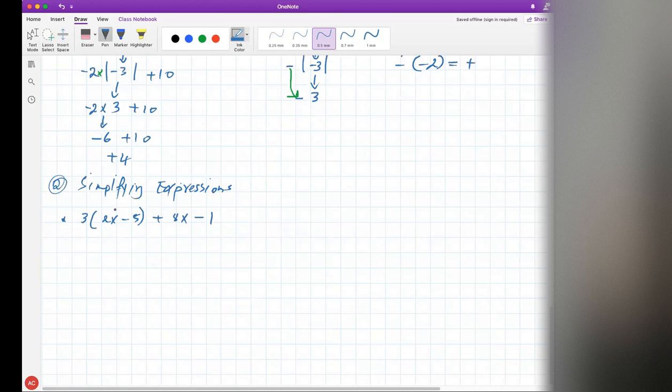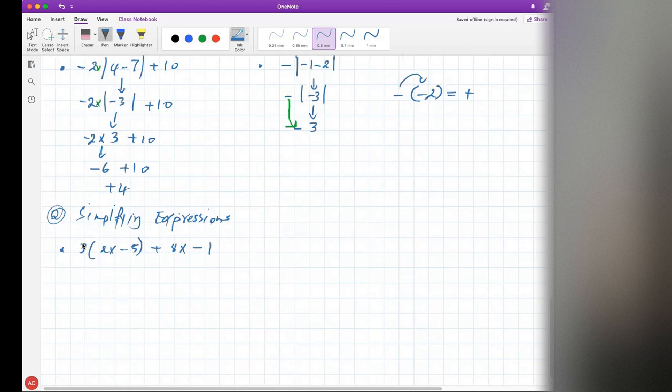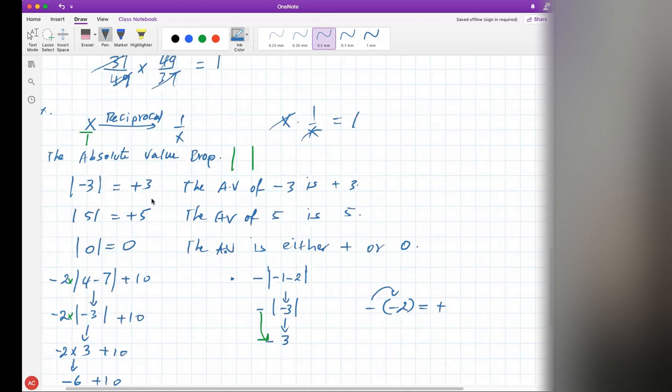Or distribute. Do 3 times 2x and then 3 times -5. Exactly. I think we need to distribute to get it out of the parentheses first, don't we? That's right. So that's what we do when we distribute. Basically, we get rid of the parentheses. That's right. Just like we did here.